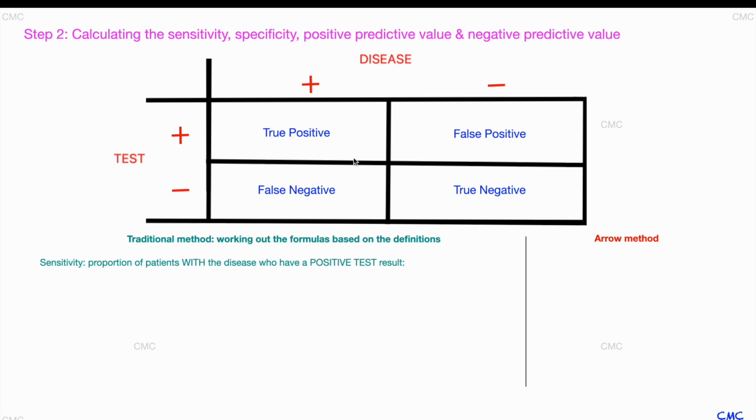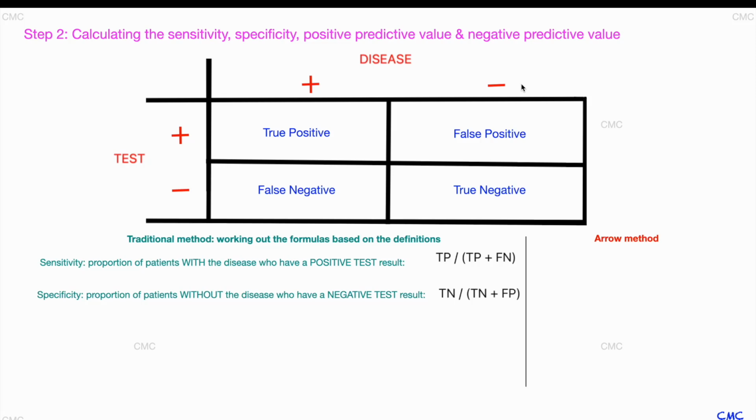patients, who have a positive test result. So you would divide your true positives with all the patients who actually have the disease. True positives plus false negatives. Specificity, on the other hand, is the proportion of patients without the disease who have a negative test result. In other words, you divide all your true negatives with the total number of patients who do not have the disease. Please note how both sensitivity and specificity used presence or absence of the disease as their common denominators.